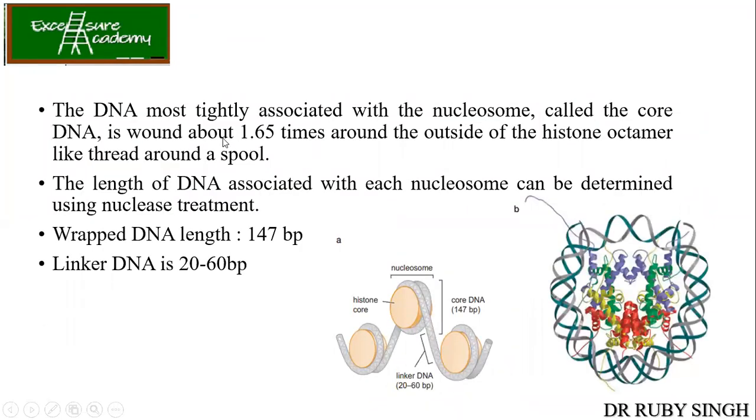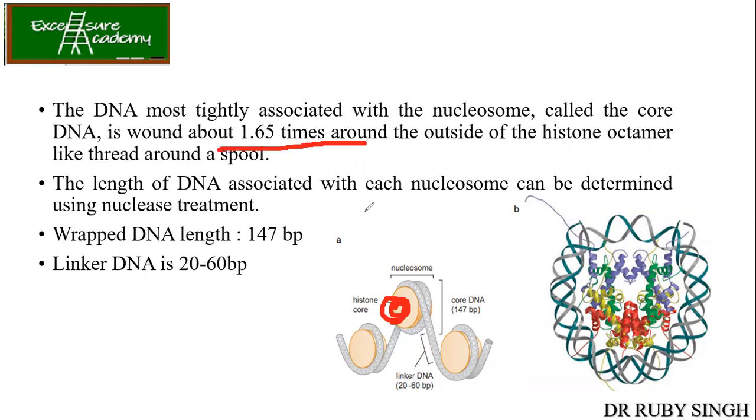So the DNA most tightly associated with the nucleosome, called the core DNA, is wound up 1.65 times around the outside of the histone octamer, like a thread around a spool. Okay, so this is what I was saying. This is your core protein to which the DNA is bound. Now guys, please remember this is 1.65 times.